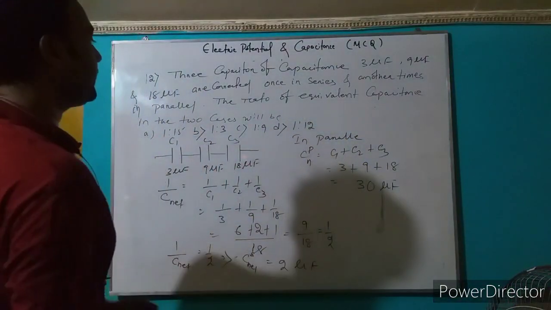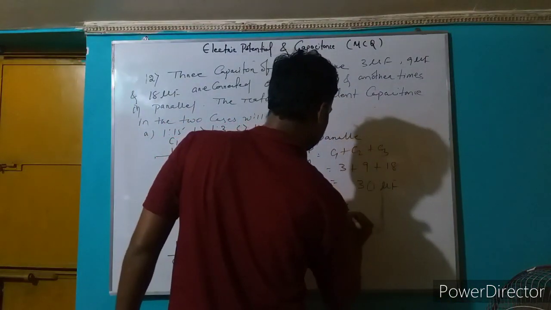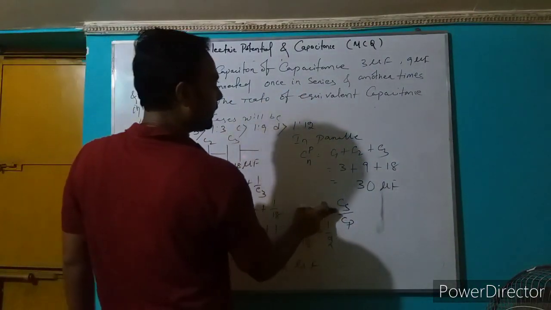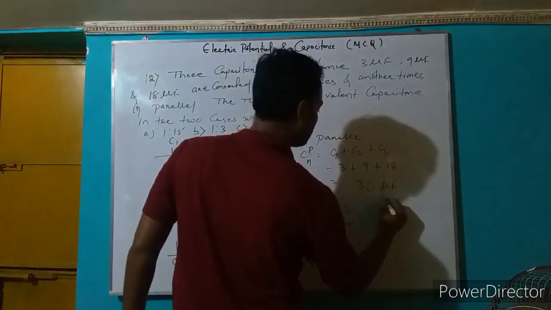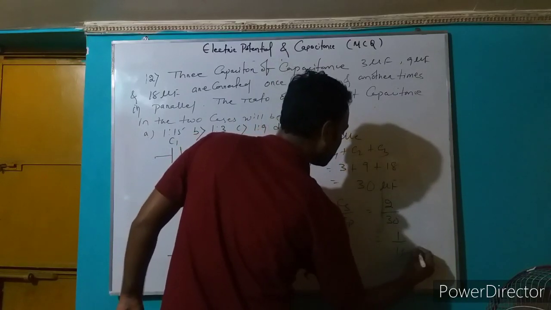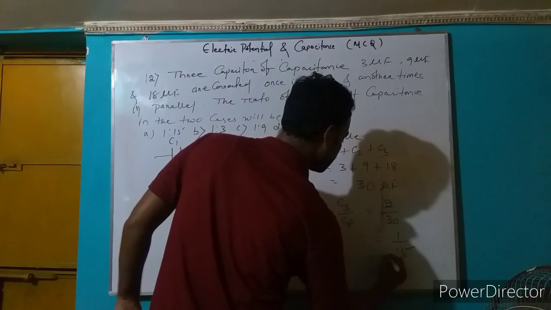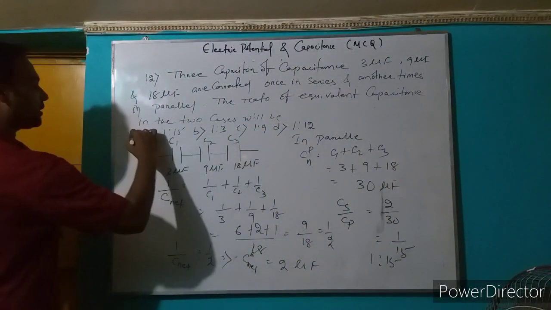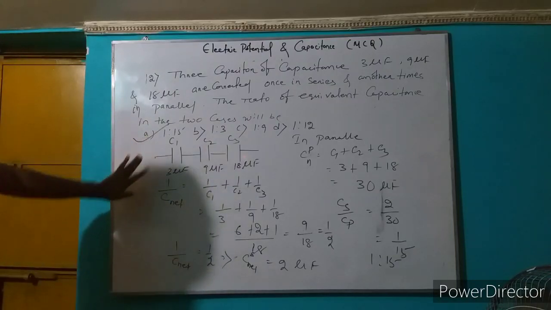So the ratio of equivalent capacitance. According to the question, the ratio of equivalent capacitance, that is the net capacitance in series connection divided by the net capacitance in parallel connection, is 2 by 30, that is 1 by 15. So our answer is 1:15, that is the first option, 1:15.